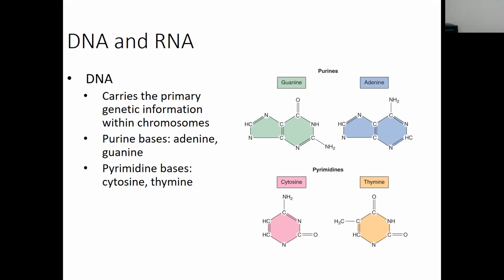DNA carries the primary genetic information within the chromosomes, right? And y'all know how many chromosomes we have? 46, 23 pairs, right? Okay, good. That's good to know. You have purine bases, which are adenine and guanine. So those are our purines, A and G. And then they link up with pyrimidines. So in this base pair, you have one of each.